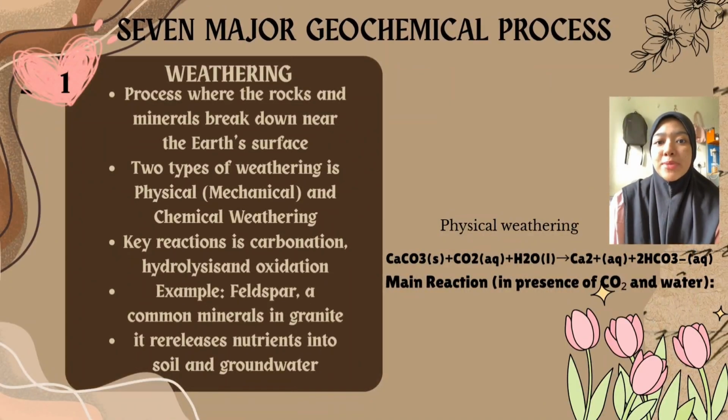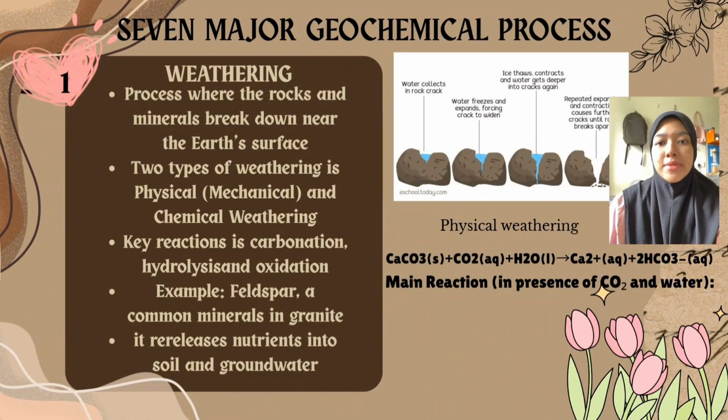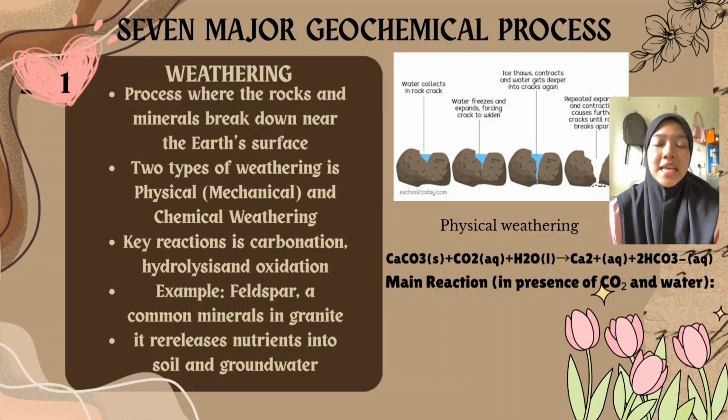The first process is weathering. It's the process that breaks down rocks and minerals at or near the Earth's surface. It can be classified into 2 main types, which are physical and chemical weathering. Physical weathering involves the breakdown of rocks into smaller pieces without changing their chemical composition, often caused by temperature changes, ice formation, and root growth.